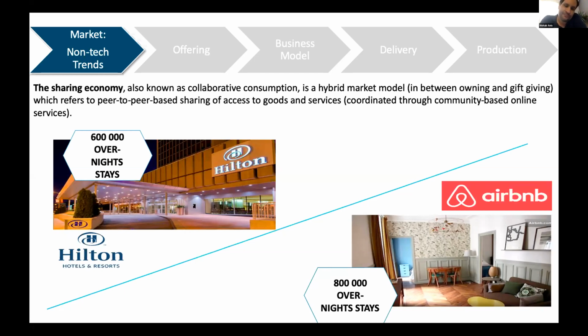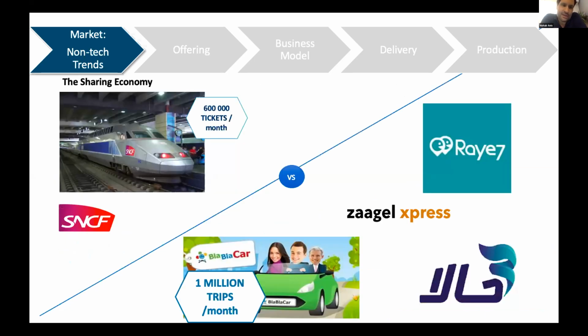So the movement of funds here is going from a person to a company, in the case of the Hilton. And in the case of the Airbnb, it's moving from a person to another person. It's exactly the same concept as the Uber.